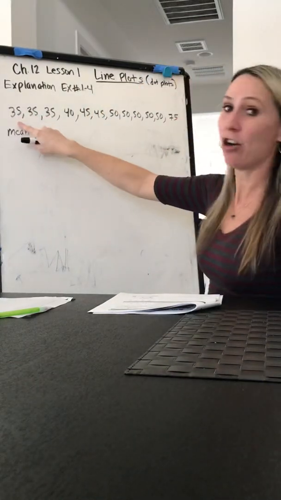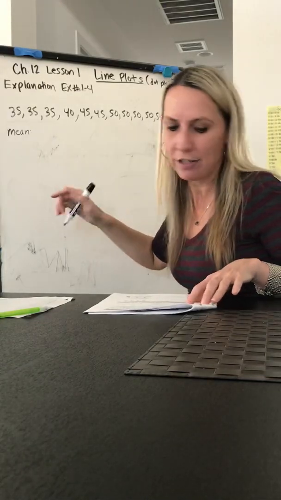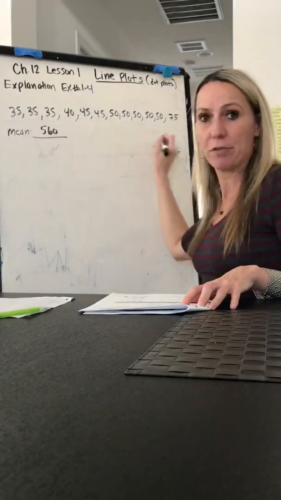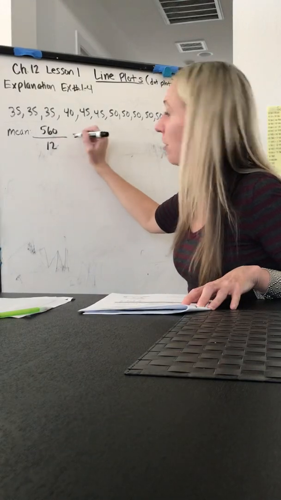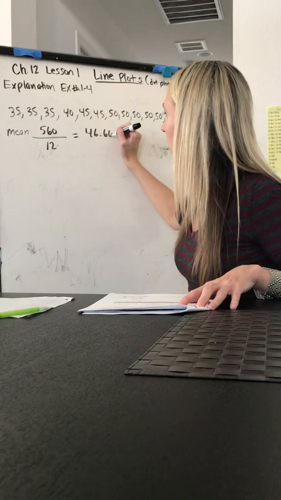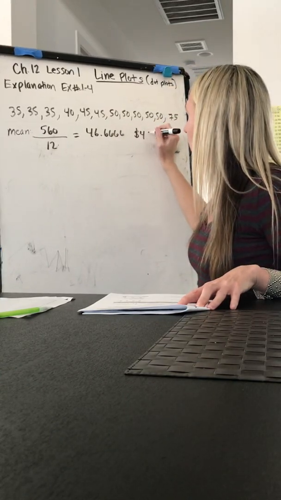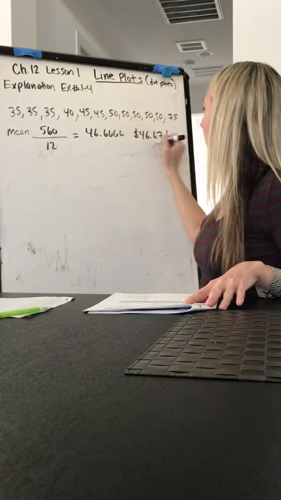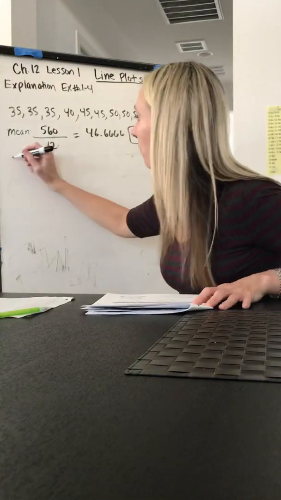We're going to add all of these up. Hit enter, and you get 560. And you're going to divide it by how many numbers there are, and there are 12 pieces of data here. So 560 divided by 12, and you get 46.666, and we're going to round that, so that's 46.67. So that's the mean of how much he deposited per month. It's $46.67.